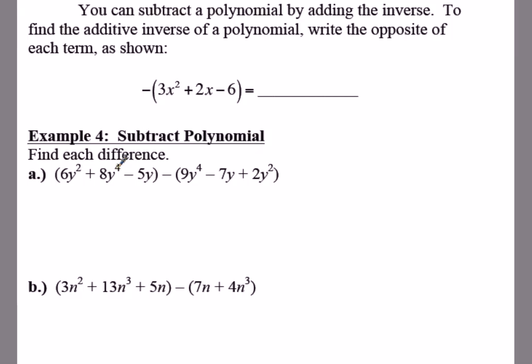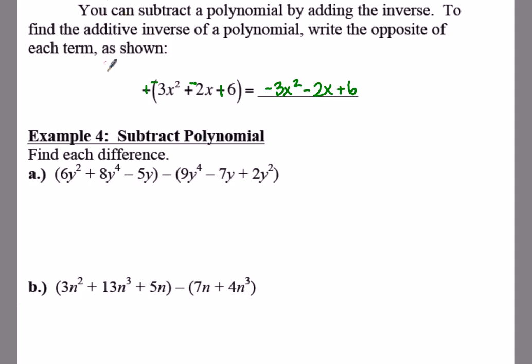Now when we get into subtracting a polynomial, all you have to do is just add the inverse. So what that means is if you have a negative out in front of your parentheses, that negative is going to get distributed to each of your coefficients inside. So that's going to make your positive 3x squared a negative 3x squared, it's going to make this positive 2x a negative 2x, and this negative 6 a positive 6. So we're really going to have a negative 3x squared minus 2x plus 6. So you are basically just multiplying all of these coefficients on the inside by a negative 1.